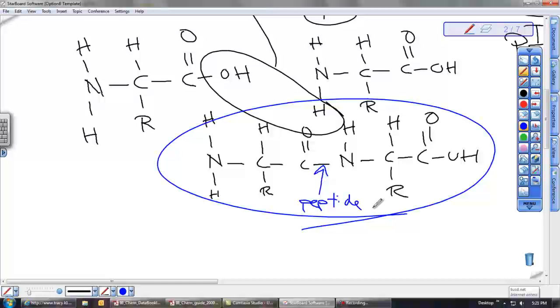This is all dehydration synthesis. If you were to separate them, it'd be hydrolysis, water splitting. Okay? Basically, you put water back in. Pretty basic stuff.